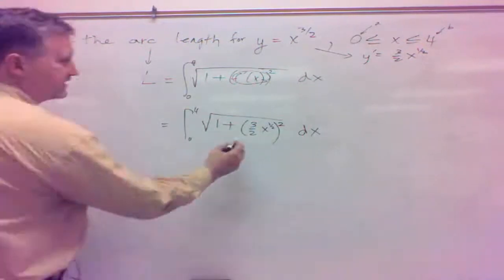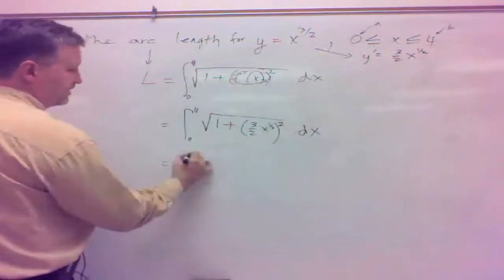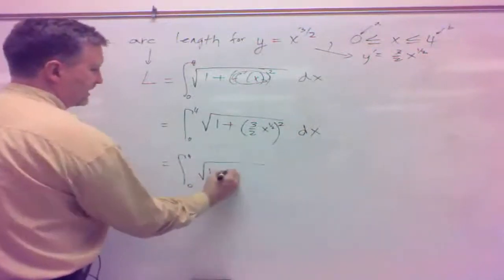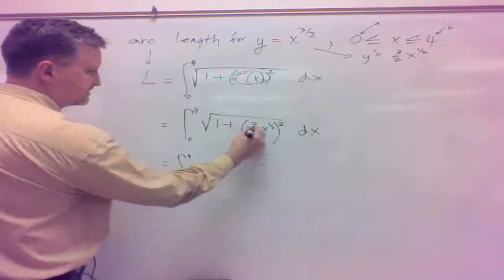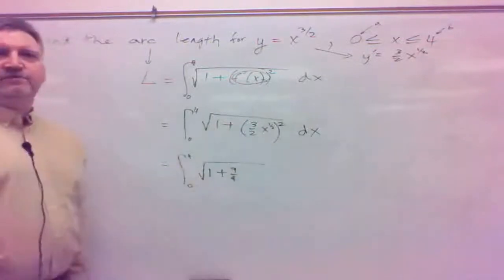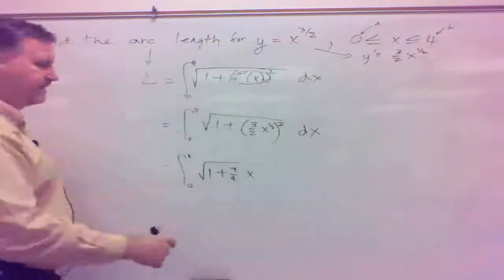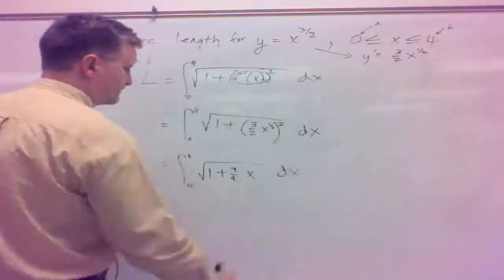Okay. So what is 3/2 x to the 1/2 squared? Well, that's why we chose that one, because it works out pretty nicely. It would be 3/2 squared would be 9/4. But what about the x to the 1/2 squared? That's just x. Square root of x squared is x. dx. So this is my integral.